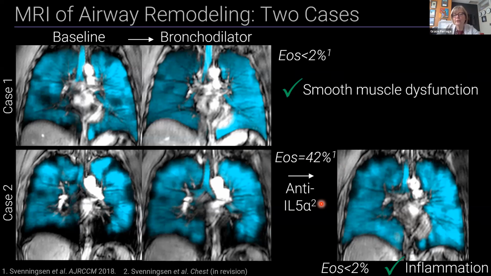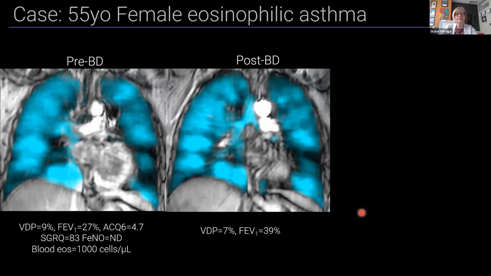And then after a few weeks of anti-IL-5 alpha treatment, you can see the nice resolution of the eosinophilia in the sputum, and the nice resolution of pre-bronchodilator MRI. So now we're starting to use this ventilation pattern to help guide therapy. This is another case in our own lab where we have a 55-year-old female with highly eosinophilic asthma. You can see her FEV1 is very abnormal, ACQ6 very abnormal, SGRQ abnormal, and the blood eosinophils are also abnormal.